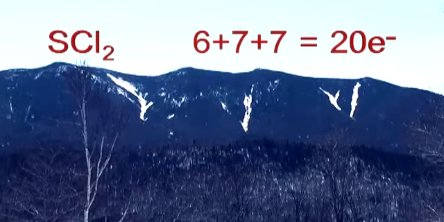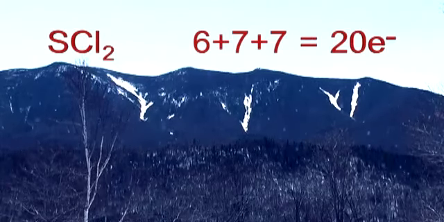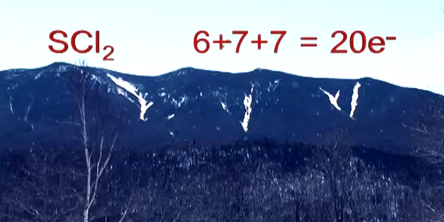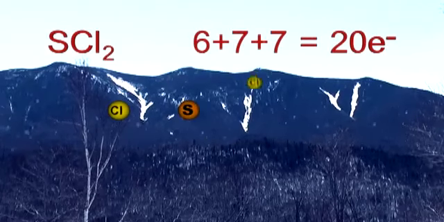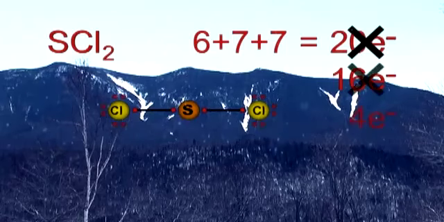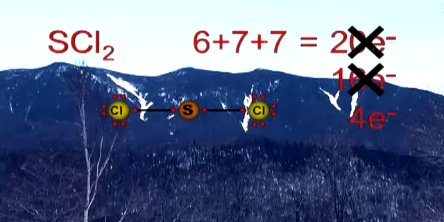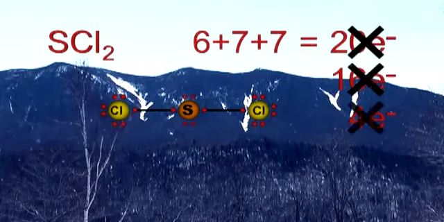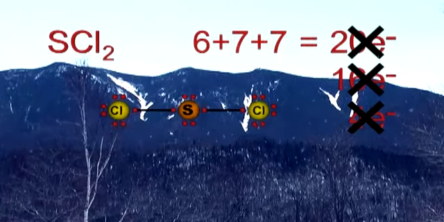Again, we use the same kind of approach we have done for previous examples. SCl2 has 20 electrons. 4 electrons are used to form the 2 bonds, 12 electrons are used to give full valency for the chlorine atoms, and the 4 remaining electrons are placed on the sulfur for full valency.